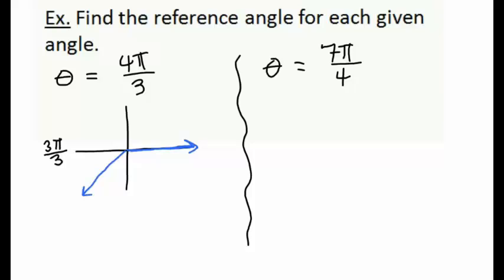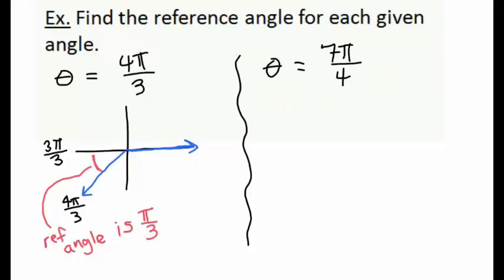What we need to find is the shortest distance from our terminal end to the x-axis, and that's given here in red. So in red here is our reference angle. We can see from our diagram that if 180 degrees is 3 pi by 3, our angle actually opens up pi by 3 more to get to 4 pi by 3. So our reference angle here is pi by 3.